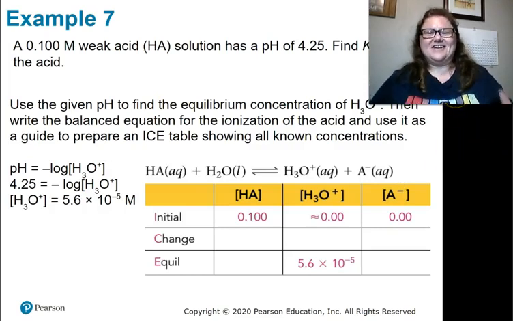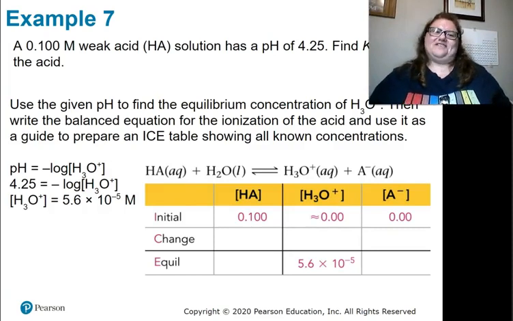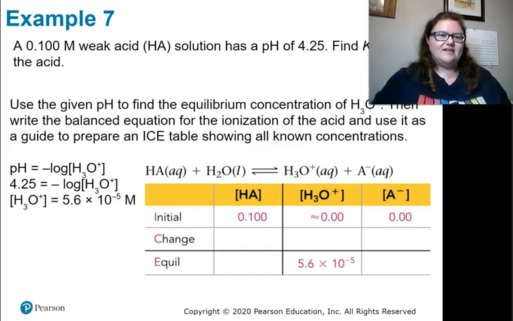Okay, let's look at 7. We're doing them all in a row now. A 1.00 molar weak acid, we're told just generic HA, has a pH of 4.25. Find the Ka for the acid. Okay, this is different. But again, it's the same steps. We're just going to change the order a bit. We were given pH. We didn't have to solve for it. So we're going to work backwards.